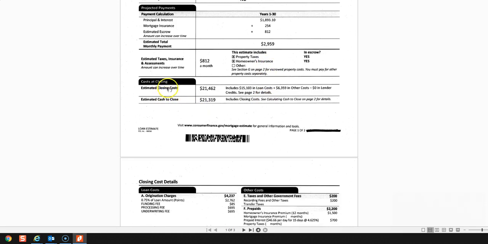Next, you see costs at closing. So this estimated cash to close, $21,319. That in this case is what the client is bringing to the table. That's their all-in. That includes their down payment and their cash to close. Right here, this estimated closing cost. This number always scares people because if you look, it says $15,000 in closing costs.